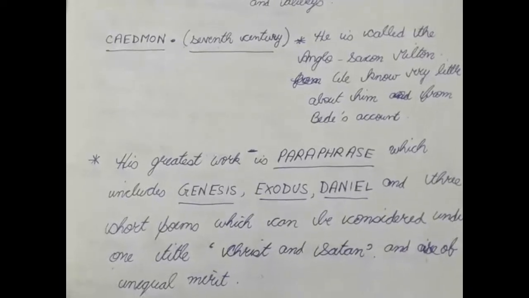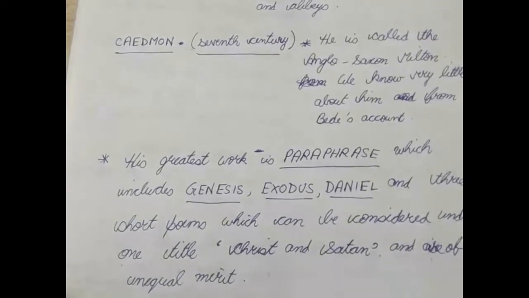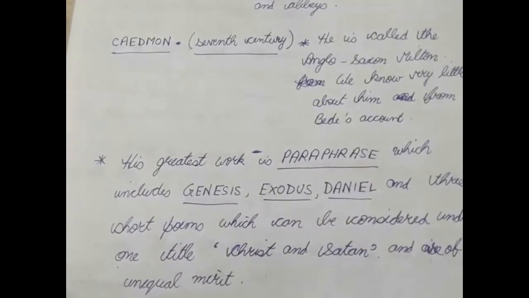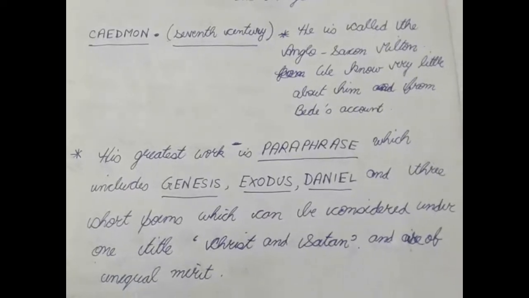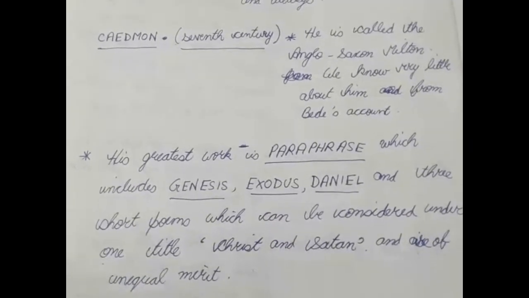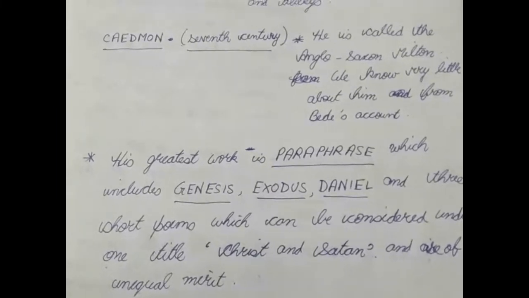Unequal merit means they cannot be compared. That means these poems cannot be compared with any other poem of this period. They had excellence in them. So the title Christ and Satan itself shows the influence of Christianity on the writers.